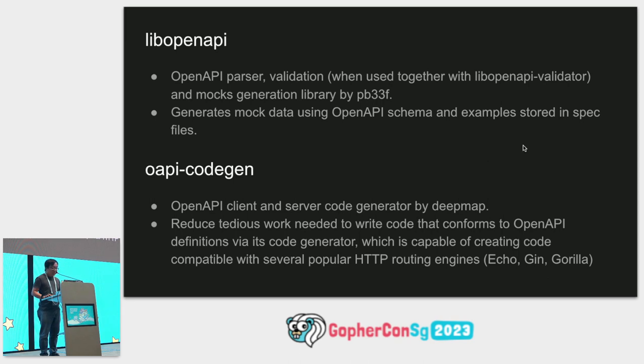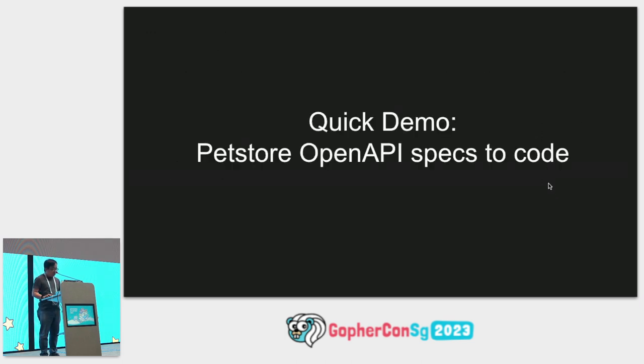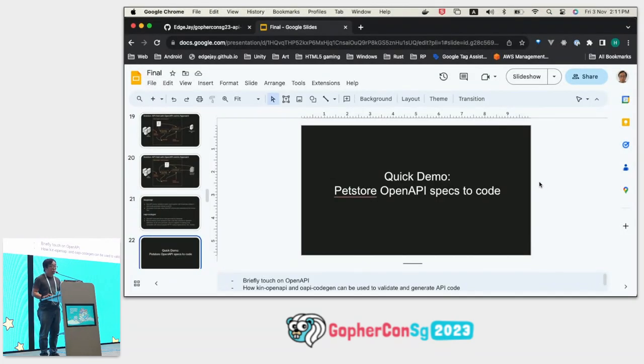For this presentation, I'll be touching on two libraries. One is libopenapi, an OpenAPI parser and validation library that is also capable of generating mock data based on the OpenAPI schema. The other is oapi-codegen, a client and server code generation library. It reduces the amount of tedious work needed to write code that conforms to the OpenAPI specification, and it's capable of generating code compatible with several popular HTTP routing engines like Echo, Gin, Gorilla, and even Fiber. Okay, a quick demo. I'm just going to do a quick demo of how oapi-codegen works.